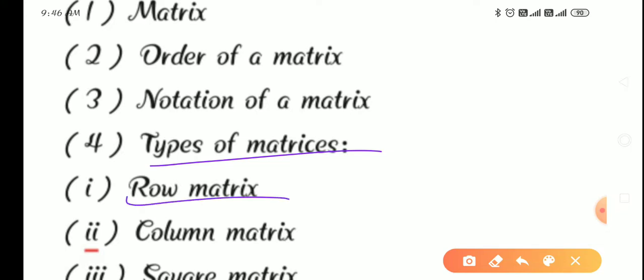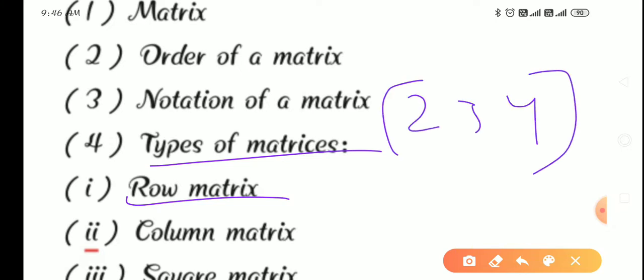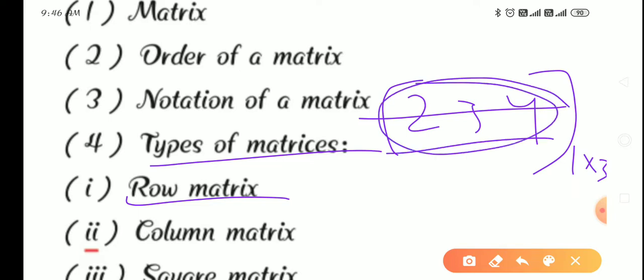Row matrix: a matrix in which only one row is there is called a row matrix. Suppose 2 3 4, you can see one row is there, so its order is 1 by 3. How many columns may be there? 1 column, 2 columns, 3, 4, 5, n columns, no matter, but the row should be only one, so that is called a row matrix.